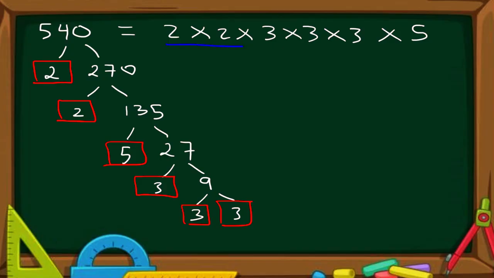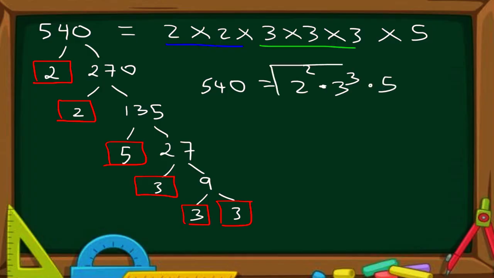So we have two 2's. So we can write 540 as 2 to the power of 2 times, and then there are three 3's. So times 3 to the third power, and then times 5. So this is the prime factorization of 540 using exponents. Here's another example. It's a much larger number, 10,800. Go ahead and try that one.